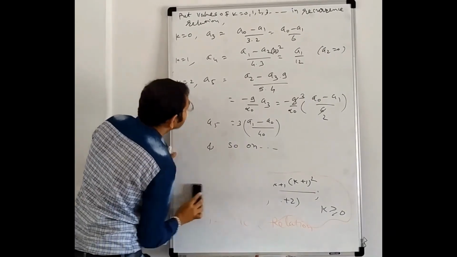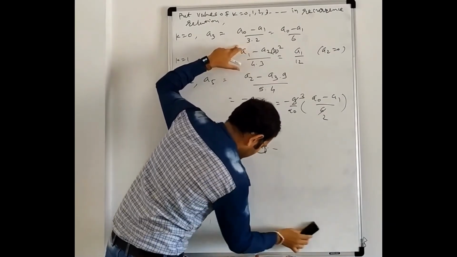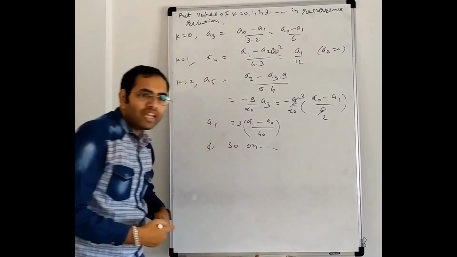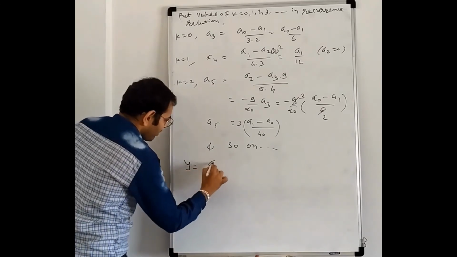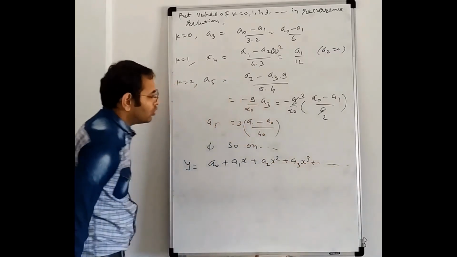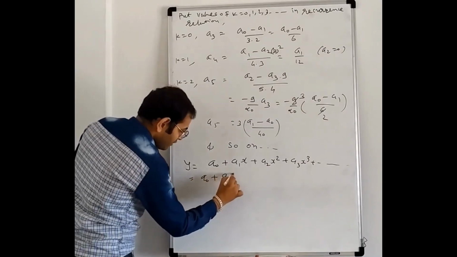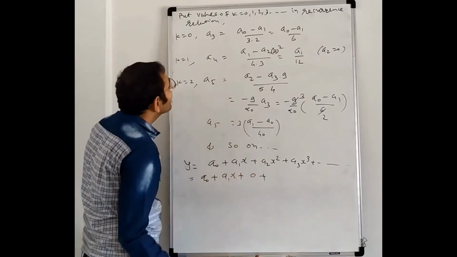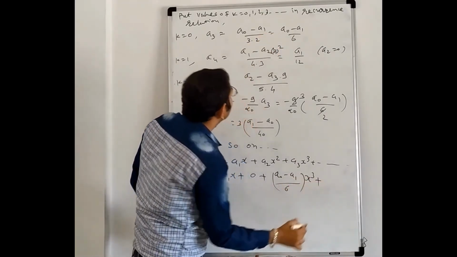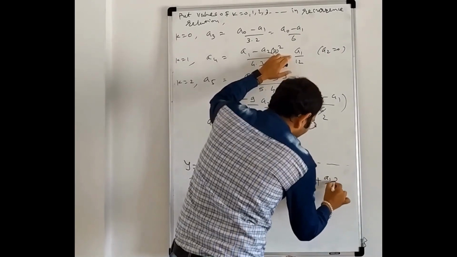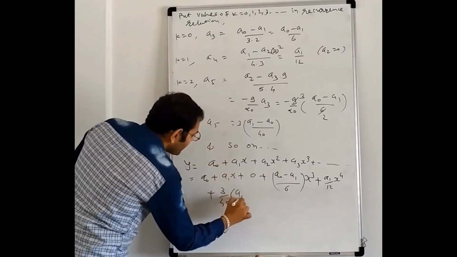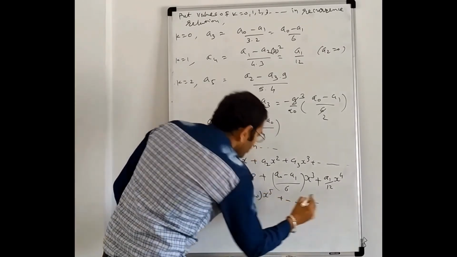Now substitute a3, a4, a5, a6 and so on in equation number 2, which is y equal to a0 plus a1 x plus a2 x square plus a3 x cube and so on. a0 stays the same, a1 stays the same, the value of a2 is 0, the value of a3 is a0 minus a1 divided by 6 into x cube, the value of a4 is a1 divided by 12 into x raised to 4, plus the value of a5, which is 3 by 40 (a1 minus a0) into x raised to 5, and so on.